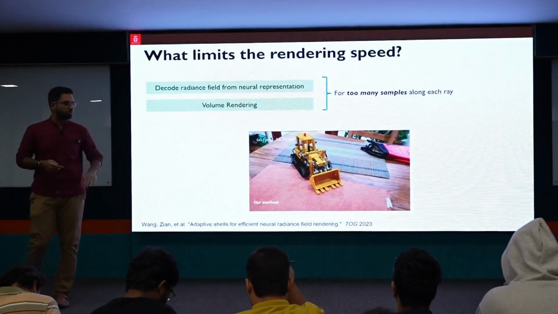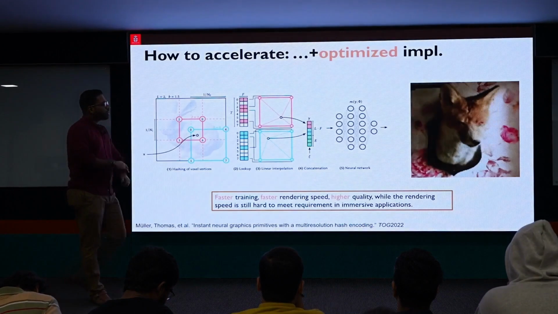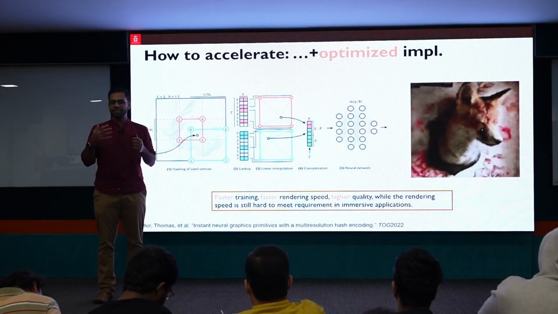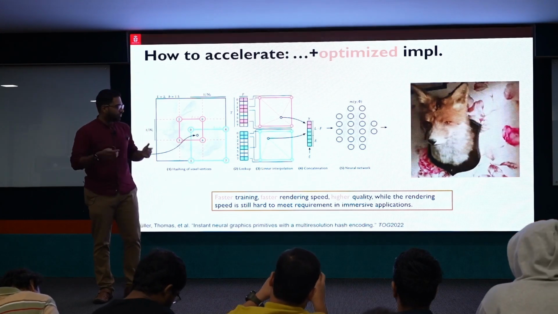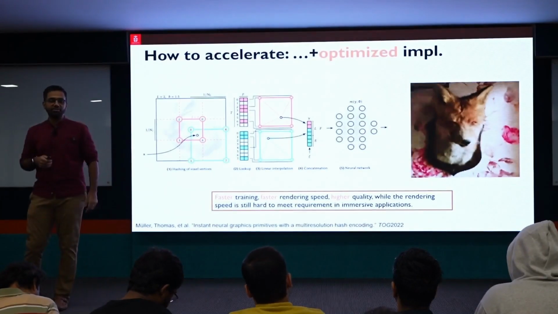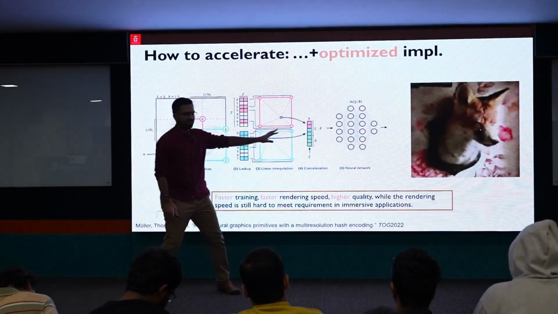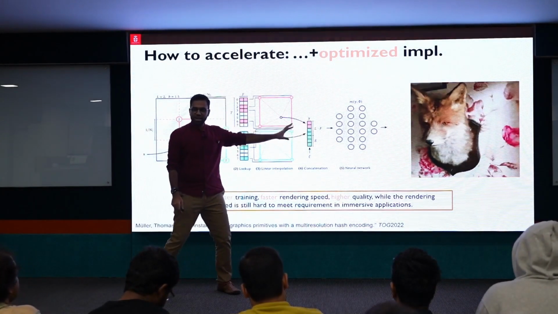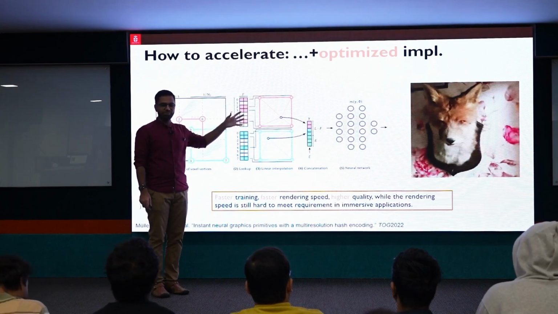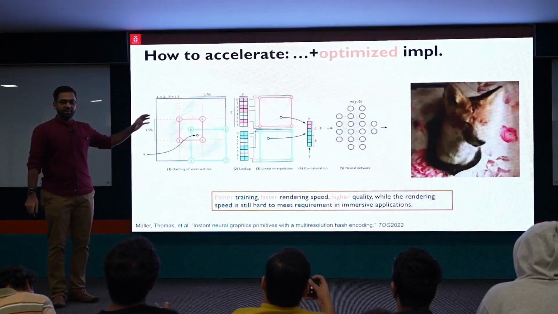Okay? So that's not suitable. I won't talk much about this, but there's been a lot of work on trying to make NeRF faster. I think a good example of that is a paper called Instant NGP, Instant Neural Graphics Primitives. What they do is they still have something that resembles a NeRF, but then they also have a hash table that makes lookups very efficient.